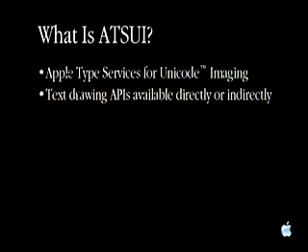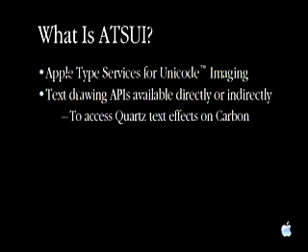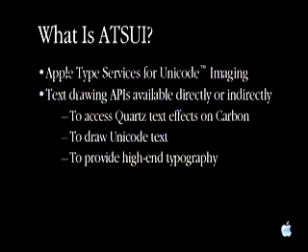And there are three basic uses that you might want to put it to. The first would be to access Quartz when you're drawing text on Carbon. This is something fairly new with ATSUI on OS X, and it's something really, really wonderful. It gets you a great deal of visual power that wasn't available before. The second reason that you might want to call ATSUI would be, of course, to draw Unicode text, as the name implies. Finally, you might want to use ATSUI in order to provide access to high-end typography.